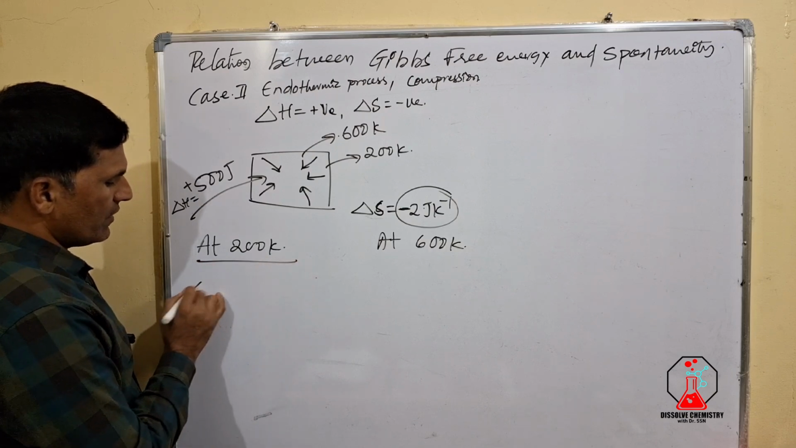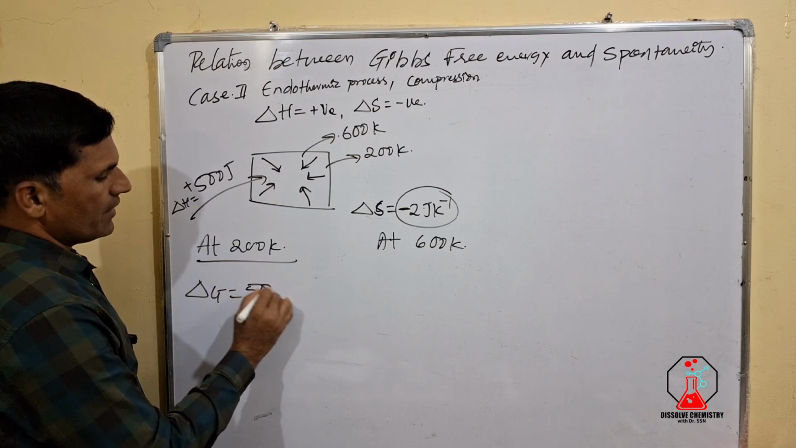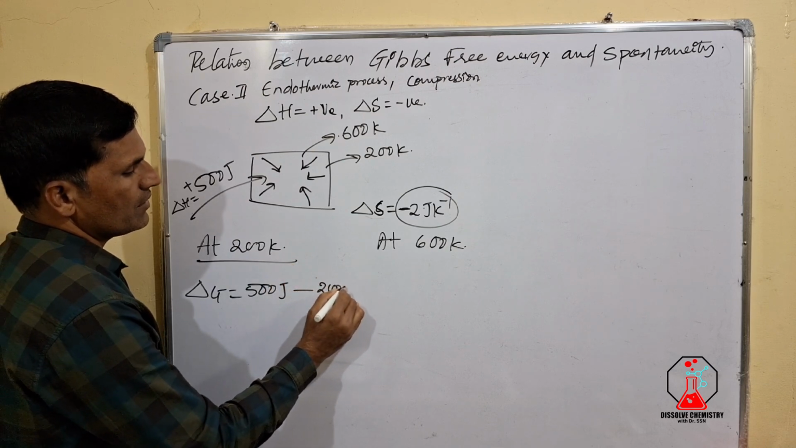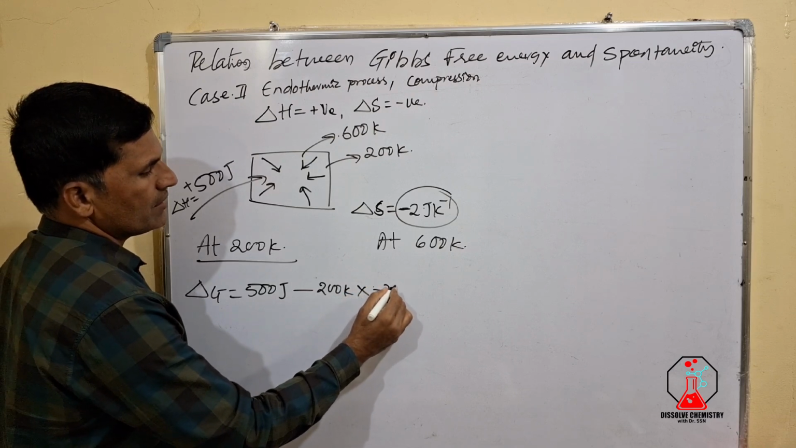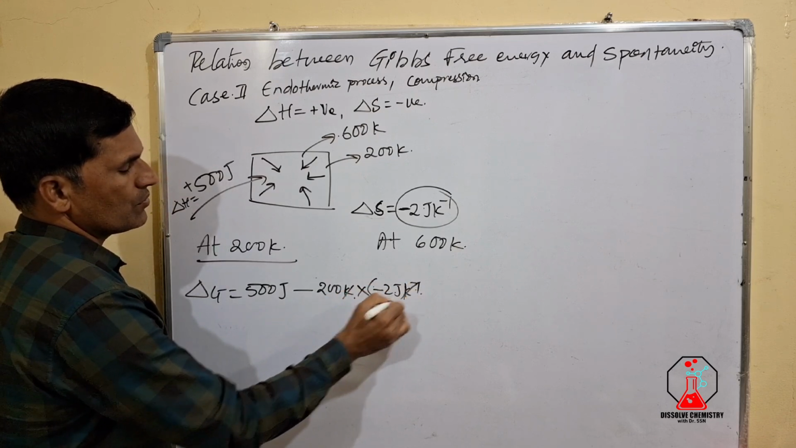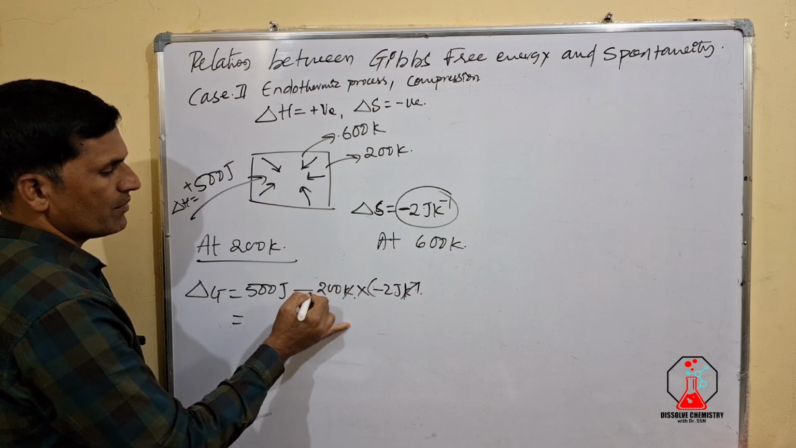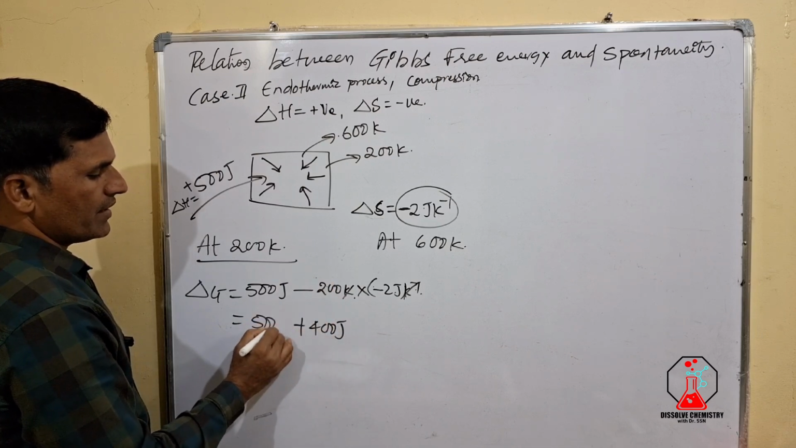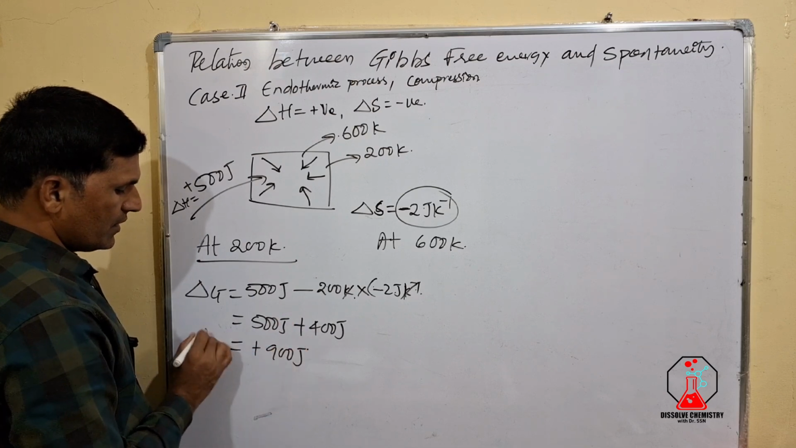Fine. At 200 Kelvin, what is delta G? Delta H is 500 joules minus T, which is 200 Kelvin, into your minus 2 joules per Kelvin. Kelvin cancels, minus 2 joules into 200, minus into minus becomes plus. So it becomes 400 joules, and it is 500 joules. So overall it turns out to be plus 900 joules. Delta G is equal to plus 900 joules.